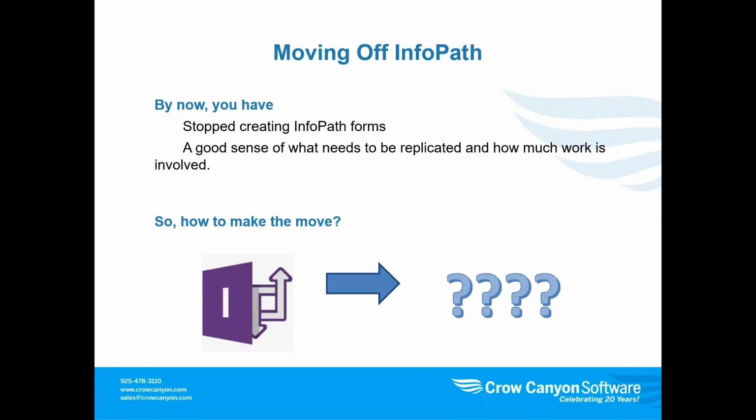Okay, so moving off InfoPath, by now hopefully you are aware of rule number 1, which is stop creating InfoPath forms. And through the cataloging and analysis of your situation, you have a good sense of what needs to be replicated, what can be changed, what can be modified, what new technologies can be added in, and how much work is involved. And I'm simplifying, believe me, I'm simplifying this quite a bit. This analysis of the process could take quite some time to find out what each part of the InfoPath form does and how it can be replicated in a new solution. So that's the work. That's the work of moving.